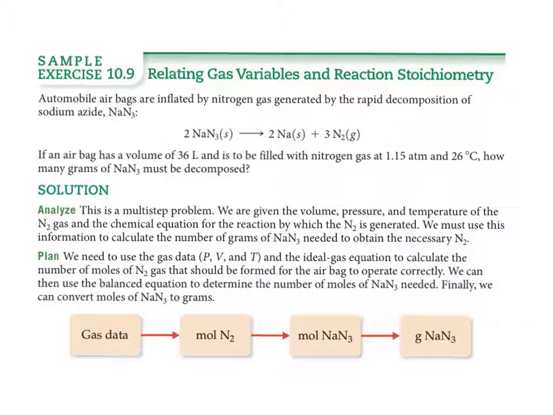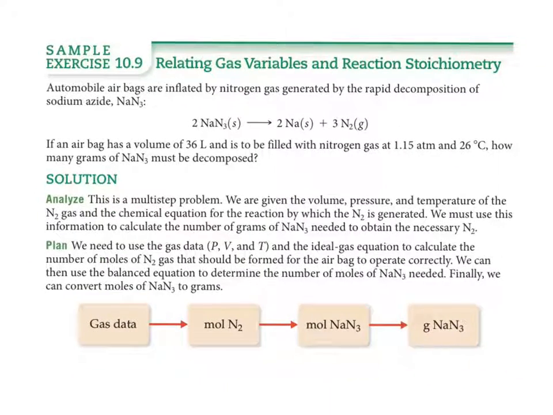So we have here a sample problem. We're going to use the ideal gas law and stoichiometry to solve it. This is not in your note packet, so you may want to pause it and just write down this equation and the problem. Automobile airbags, if you're ever in an accident, are inflated by nitrogen gas being rapidly created.